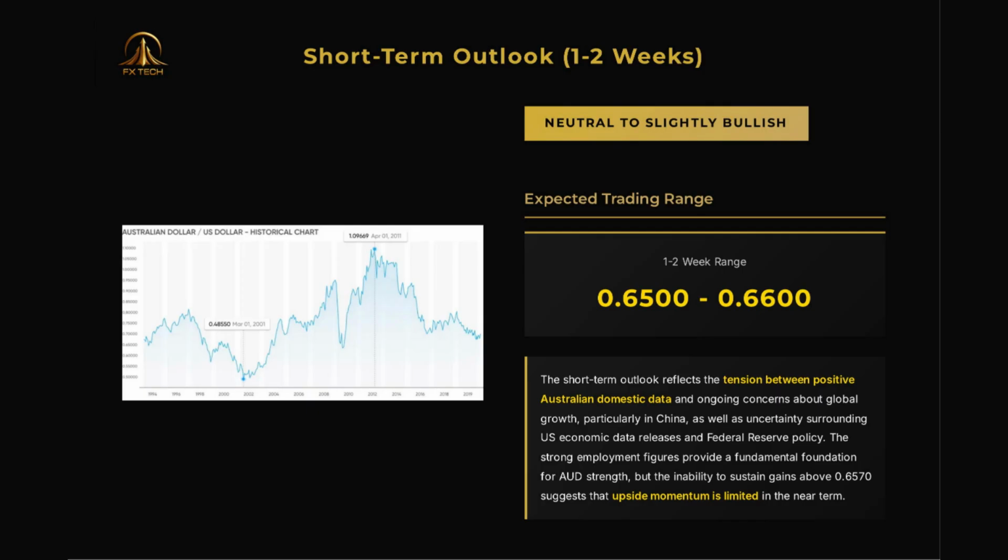The strong employment figures provide a fundamental foundation for AUD strength, but the inability to sustain gains above 0.6570 suggests that upside momentum is limited in the near term. Traders should focus on range trading strategies, buying near support at 0.6520, 0.6530, with initial targets at 0.6570 and extended targets at 0.6600. Stop losses should be placed below 0.6500 to limit downside risk. Given elevated volatility, position sizes should be reduced to 50 to 75% of typical allocation.